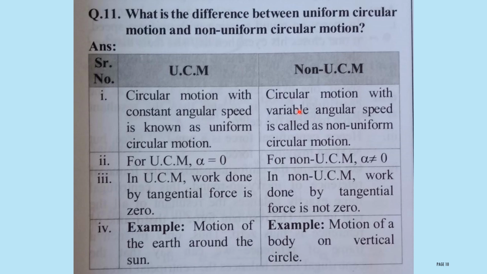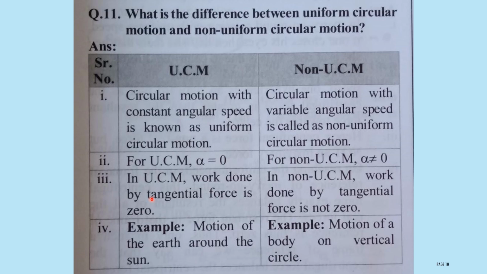on the circular path. Then the second difference: for uniform circular motion, the tangential acceleration is 0. For non-uniform circular motion, acceleration is not equal to 0. That is the second point. Third one, in uniform circular motion, the work done by the tangential force is 0.